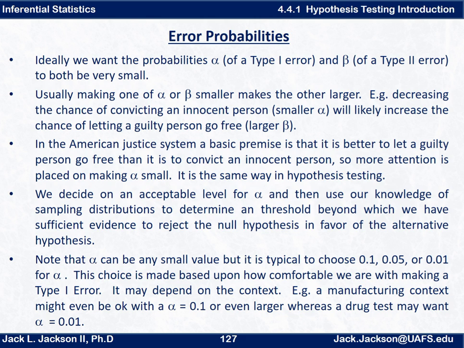So the choice is made based on how comfortable we are with making a type 1 error, because it is, after all, the probability of making a type 1 error. And the appropriate choice for alpha may depend on the context. For example, in a manufacturing context, we might be okay with a larger alpha, like 0.1, or maybe even something larger than that. Whereas in a drug test, we're very uncomfortable with making a type 1 error, so we may want a smaller alpha, like maybe 0.01.